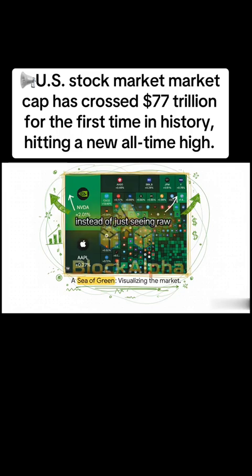Instead of just seeing raw data, I want you to look at this whole board as one big, cohesive visual story. What we're looking at is a snapshot of our $77 trillion market on a remarkably positive day. Just look at it. It is an absolute sea of green. It's basically a top-down map of the stock market. Every single rectangle you see represents a completely different publicly traded company, and together, they build the landscape of the US economy on a record-breaking day.